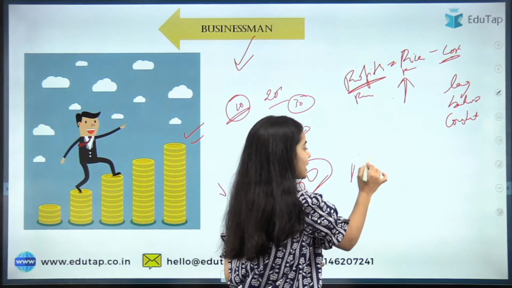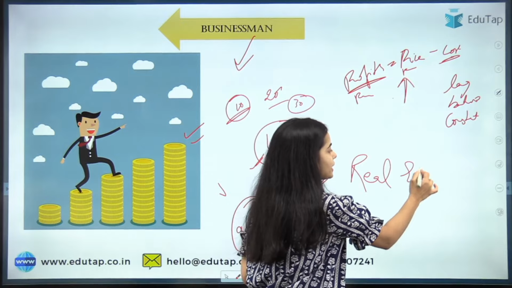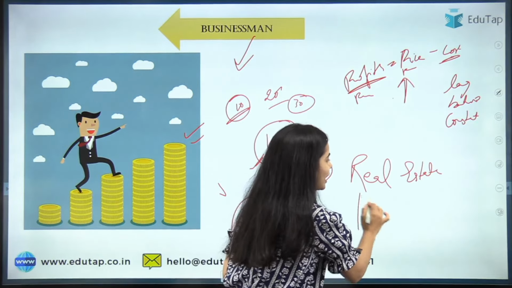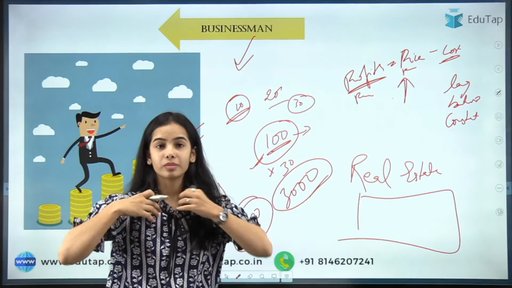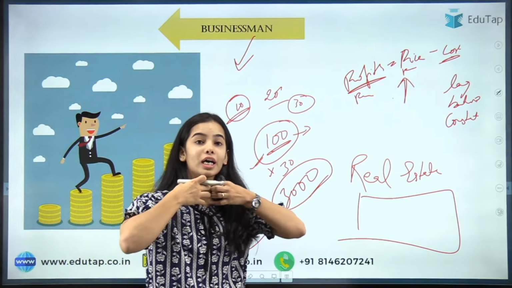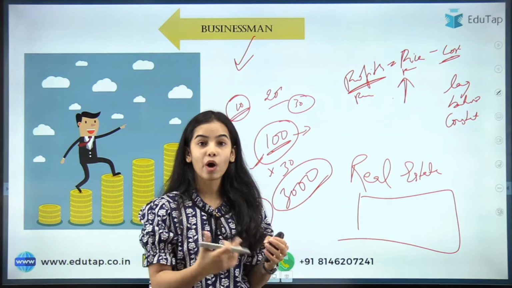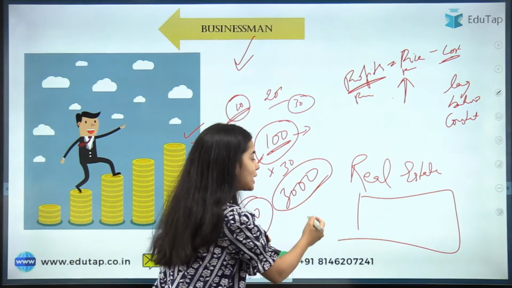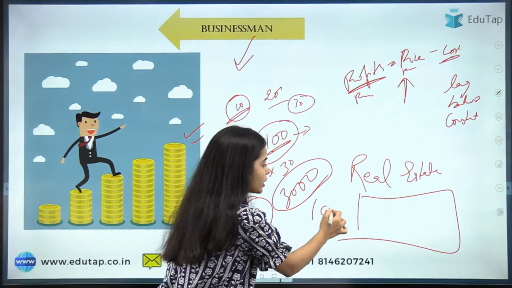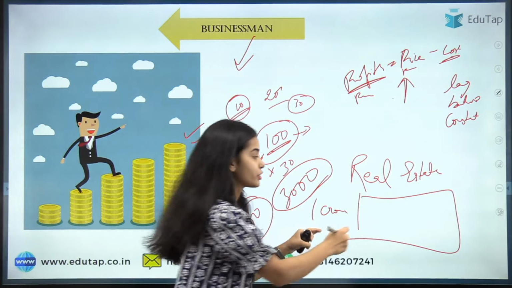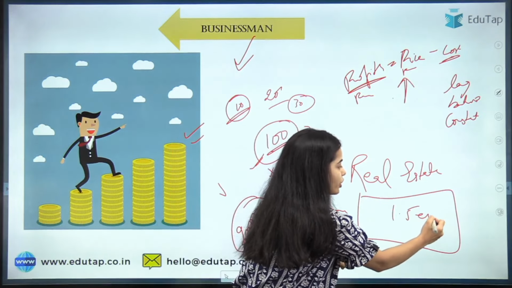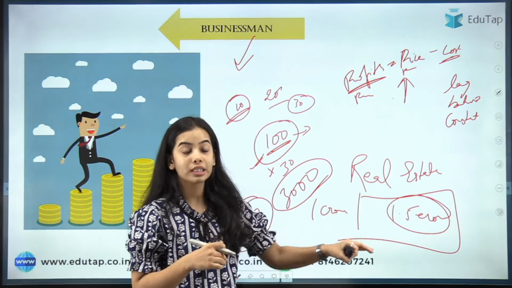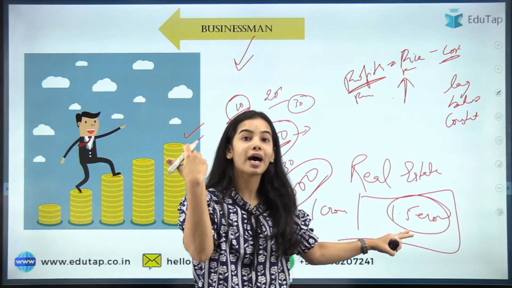Now coming to the second kind of businessmen that trade in real estate. Let's say I have bought 1,000 square feet of land, or a lot of land. And now I see that inflation is there, and the prices are rising very fast. So the land that I bought for 1 crore, I'm now selling for 1.5 crore. This land is worth higher and higher now.